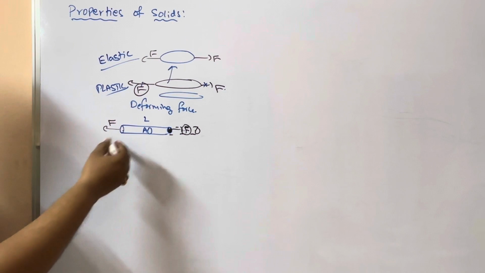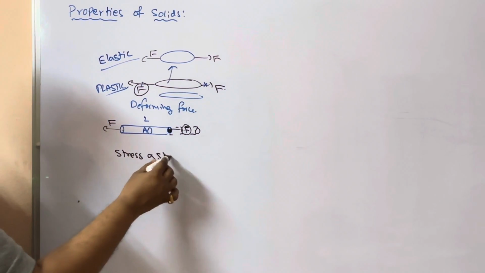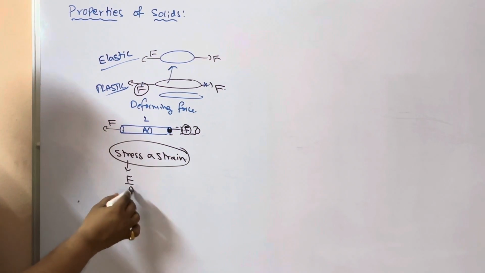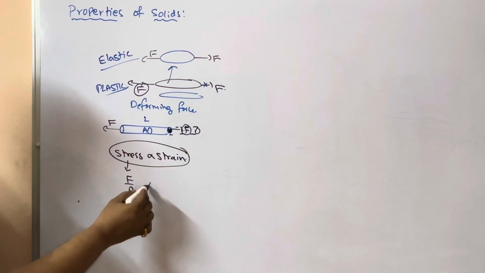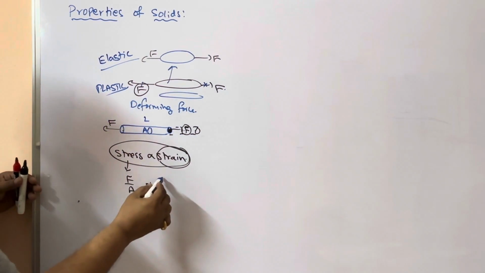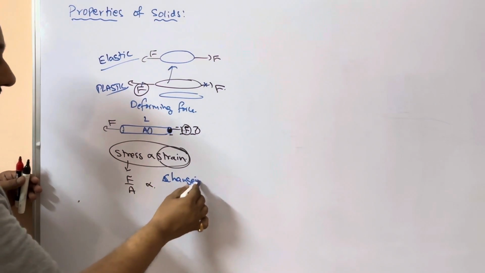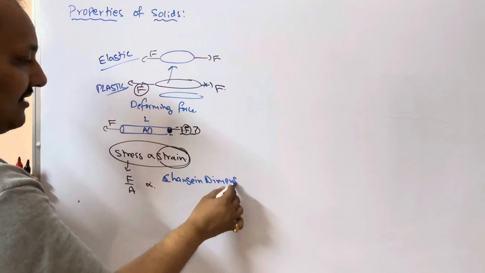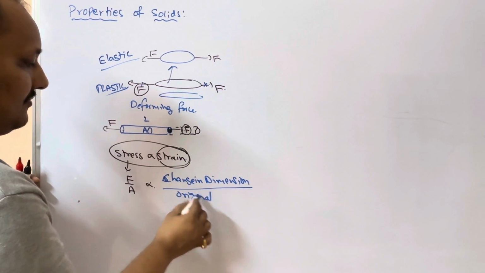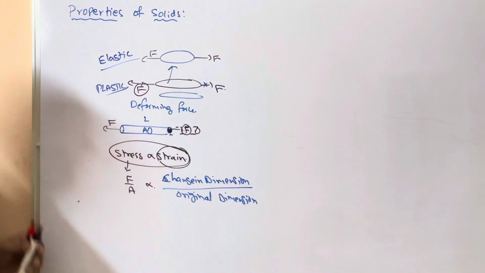Hooke's law. What Hooke's law said is that stress is always directly proportional to strain. What is stress? Force acting on the particular area. What is strain? Change in dimension by original dimension.